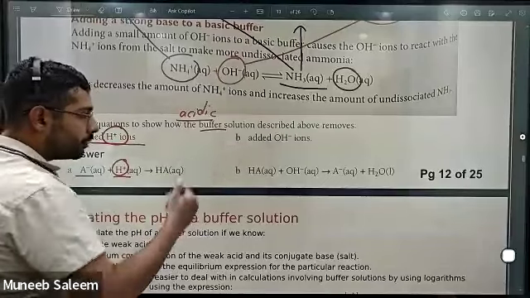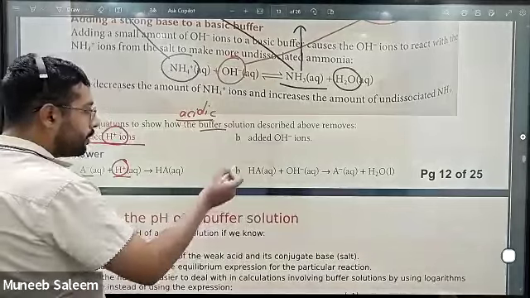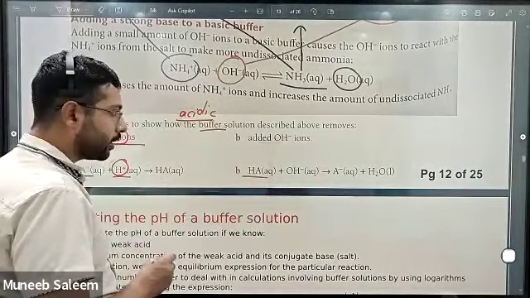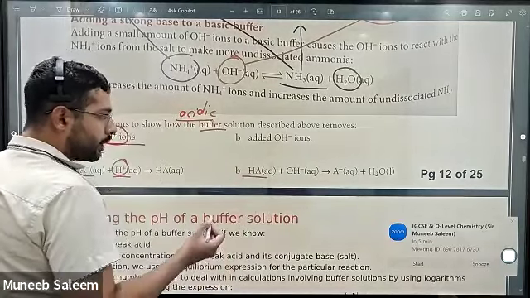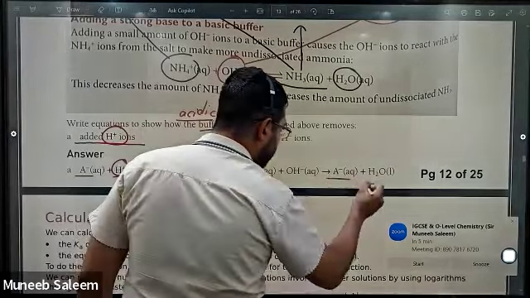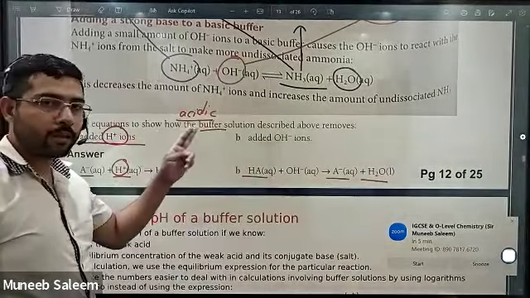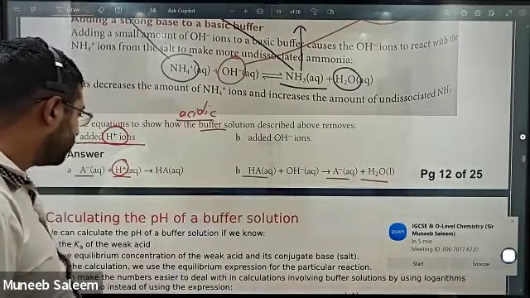And if you add the hydroxide ion, then within the acidic buffer, it was the weak acid that was reacting with the hydroxide ion. So the weak acid reacts with the hydroxide ion, and you will get the anions again along with the water formation. So this is the role of the acidic buffer against the added hydrogen ions and added hydroxide ions.